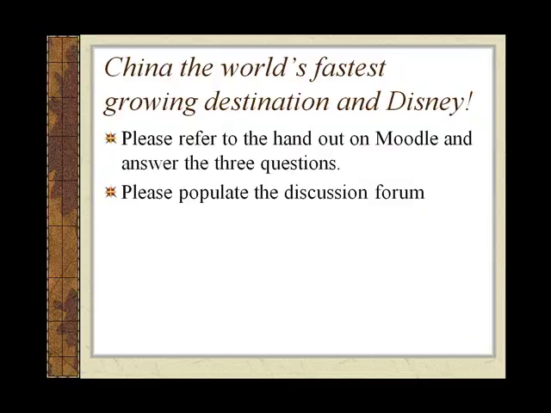Okay, now I've set up, as I said before, a workshop for you, and there's a paper on there, and it's all about China, the world's fastest growing destination, and Disney. There's a handout on Moodle. Please populate the discussion forum. There are 3 questions you need to answer. In one of the later lessons, there's another part to this exercise as well. Please remember to comment on your colleagues' work as well and start a discussion.